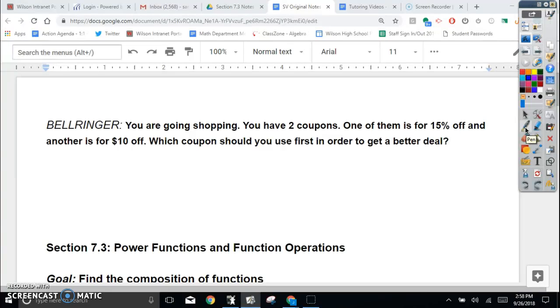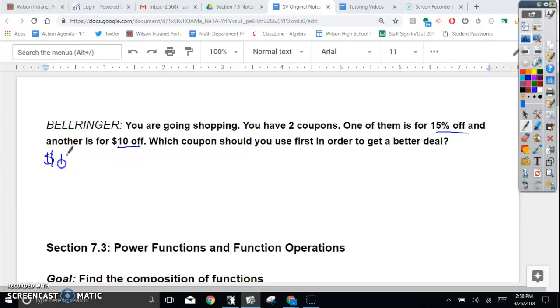Let's start with the bell ringer. You're going to go shopping. You have two coupons, one of them is 15% off and the other is $10 off. Which coupon should you use first in order to get the best deal? Okay, so this is an order problem. Do we want to do this one first or do we want to do this one first?